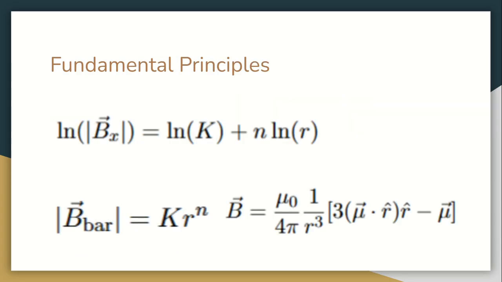So for our fundamental principles, we have the natural log of the magnitude of B vector sub x equals natural log of k plus n ln of r. And then we have the magnitude of B vector of the bar magnet equals k r to the n. You'll notice that the top and bottom are very similar in the idea that it's only a natural log algebraic manipulation using natural log rules. And the rightmost equation is our traditional Biot-Savart law: mu naught over 4 pi times 1 over the magnitude of r cubed, multiplied by 3 times mu vector dot r hat times r hat minus mu vector.